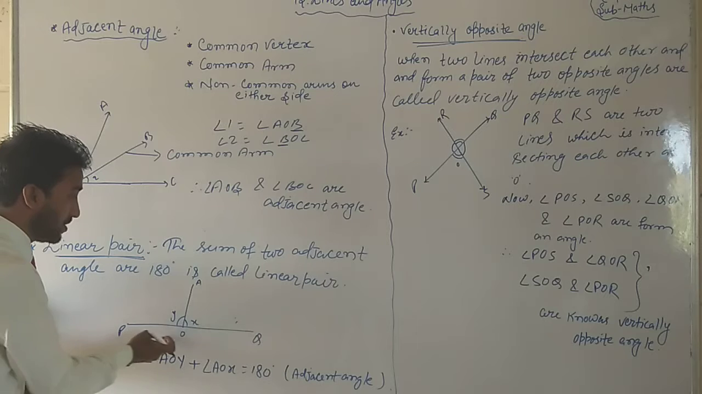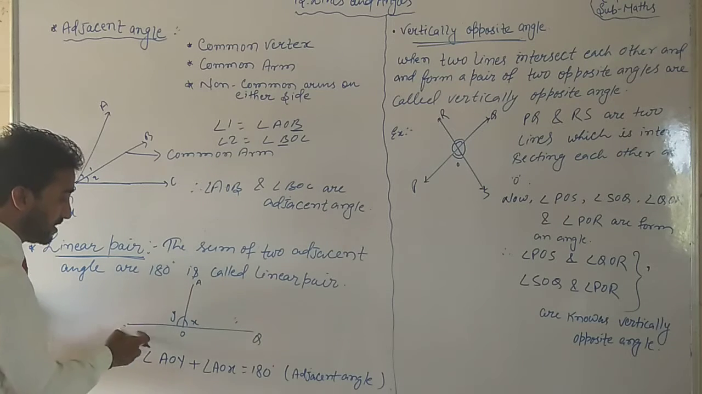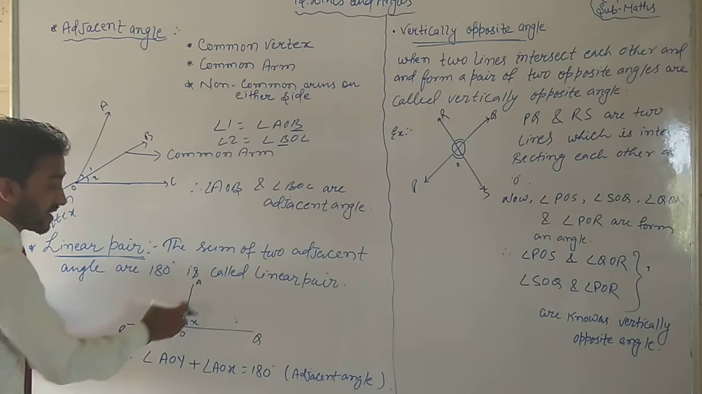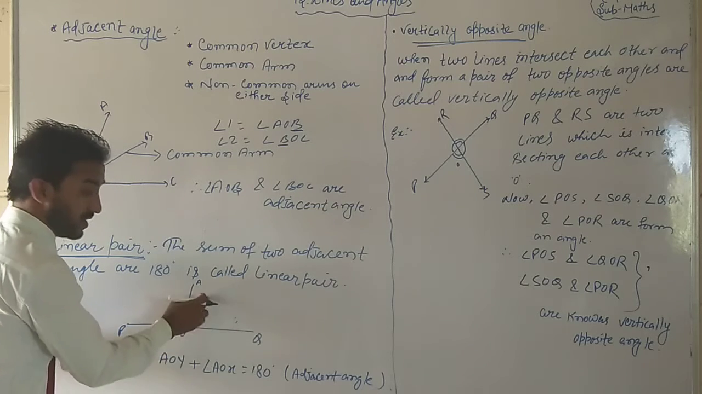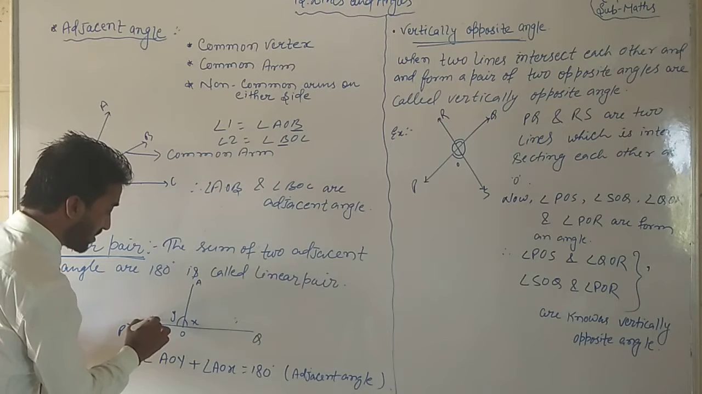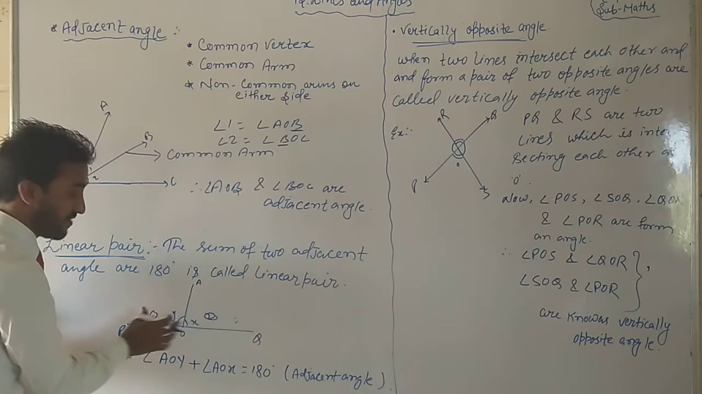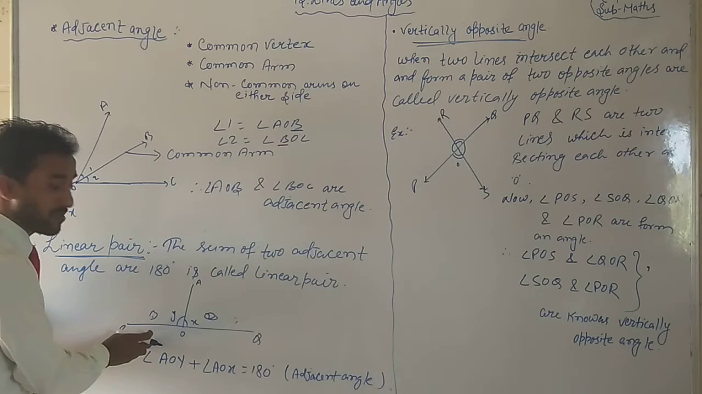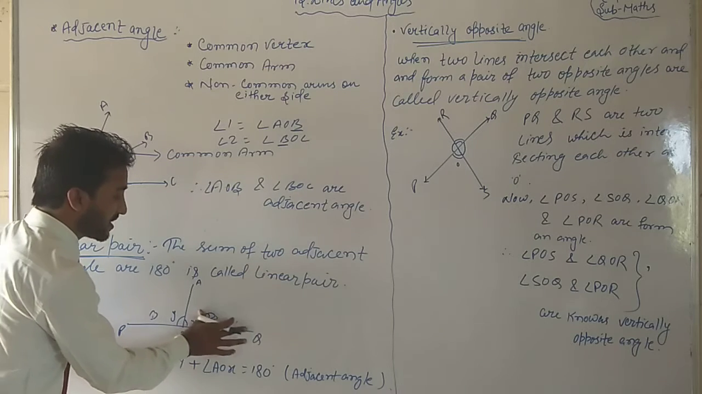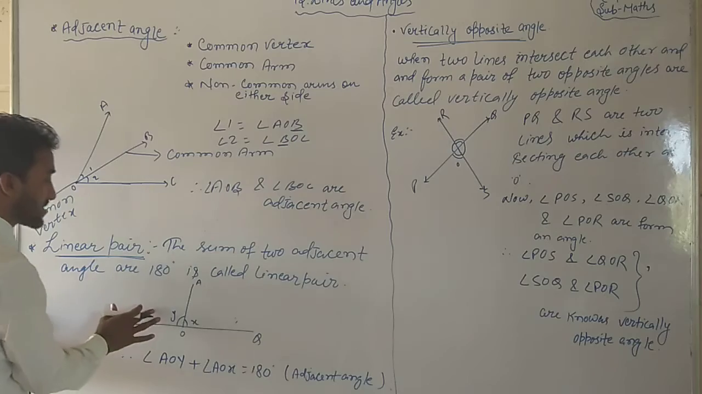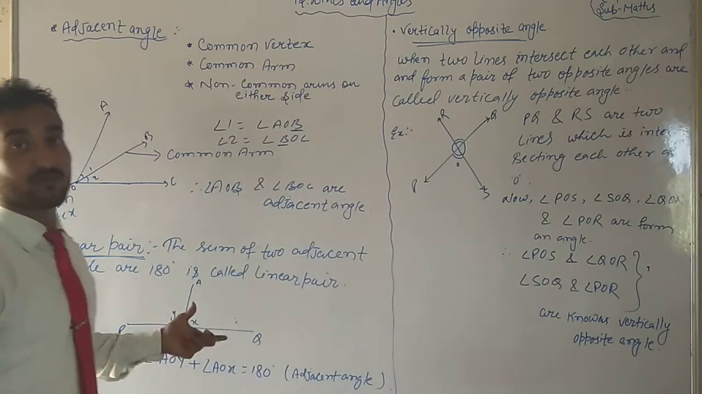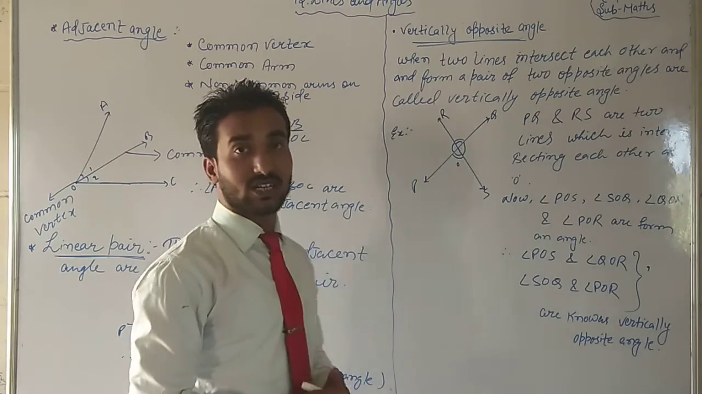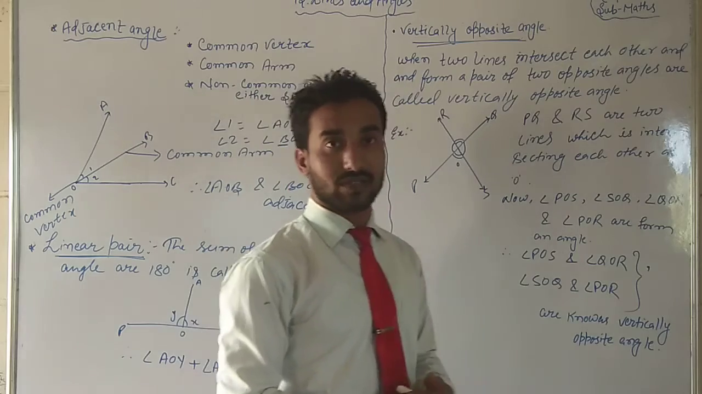Right now, what is there? POA is there. One angle is POA, or AOP, and the second angle is AOQ, or QOA. It means angle 1 and angle 2. When we find the sum of the two angles, we get P and Q. So we can say that a linear pair is when the sum of two adjacent angles forms 180 degrees.